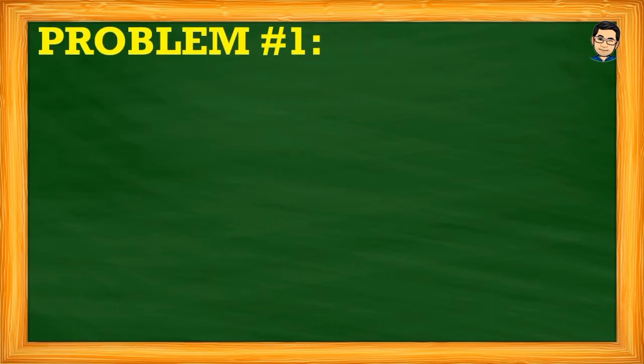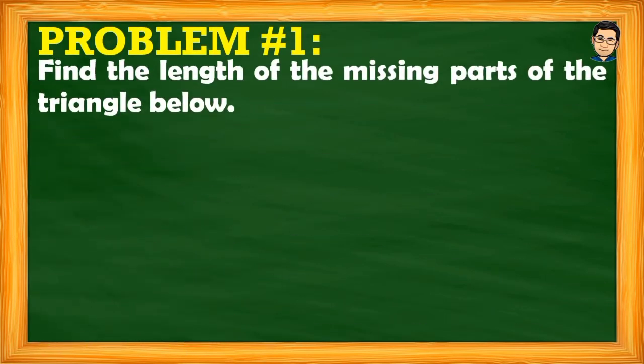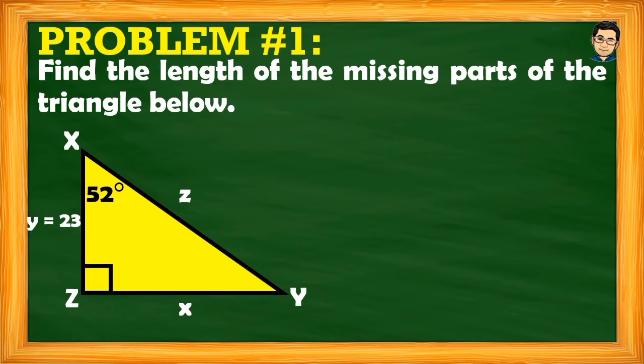So let us have problem number 1. Find the length of the missing parts of the triangle below. So we have the right triangle XYZ, wherein the right angle is angle Z. So we will find the measures of the missing parts of the triangle. The most obvious one we can get right away is the measure of angle Y.